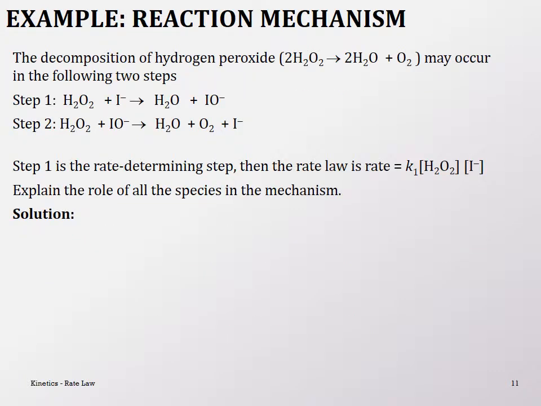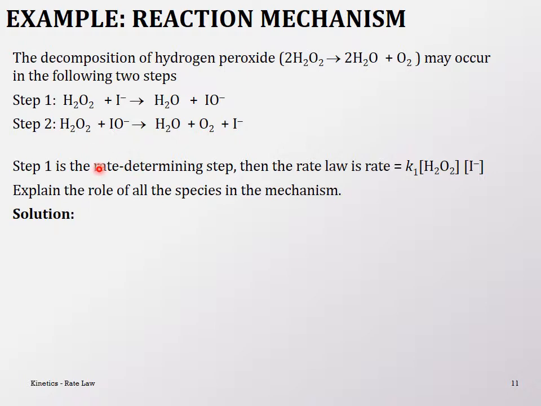Let's look at an example for a reaction mechanism. I try to keep it simple for you as much as possible because sometimes reaction mechanisms can be a little bit above our heads, and this is how I like to keep the mechanism straightforward. So here it is. The decomposition of hydrogen peroxide, which gives us water and oxygen, may occur in the following two steps, which means these two steps are given to us. Hydrogen peroxide plus the iodide ion gives us water and the hypoiodite ion, and then the second step is given here.